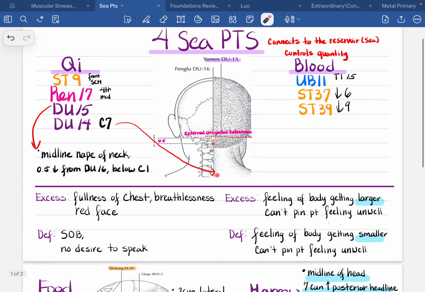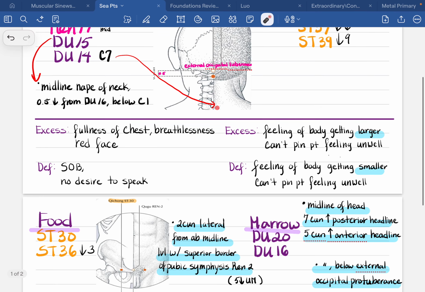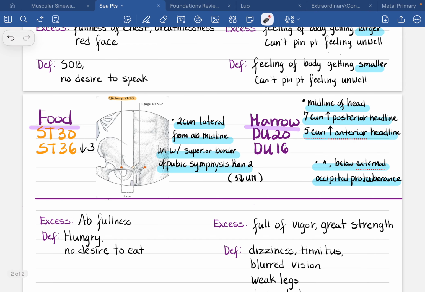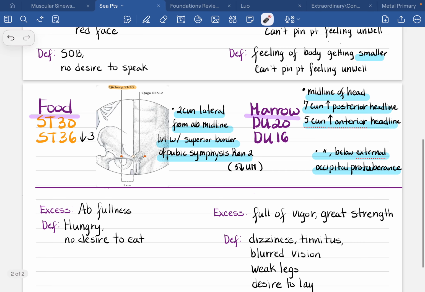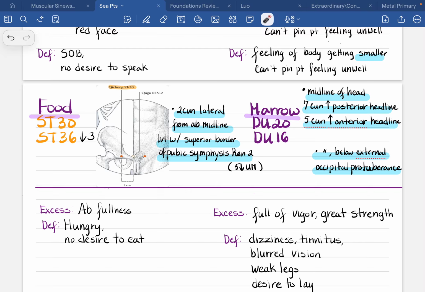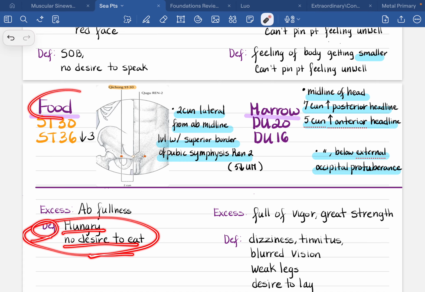Okay, so there are a lot of repeated points here. I'm not sure how you're going to remember them, but you're just going to have to memorize these. So when there's a lot of food in excess, you have abdominal fullness. Of course, if you're deficient, you're hungry but have no desire to eat. Think of it as you don't have the feeling of wanting to eat because you don't even have the energy, but you are feeling hungry. If you've ever had this feeling before, that would be when you're deficient when it comes to food.